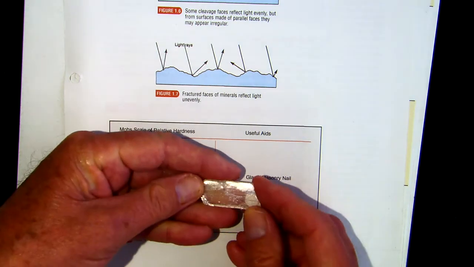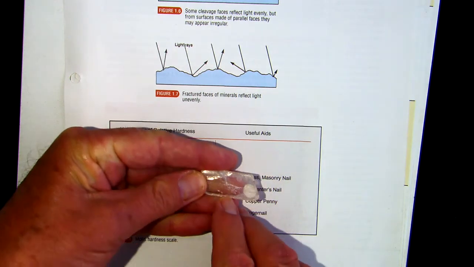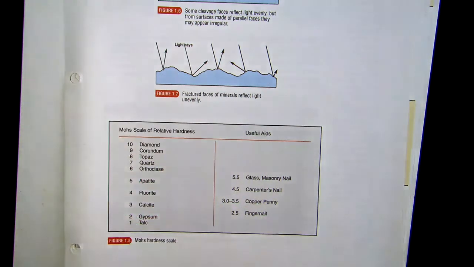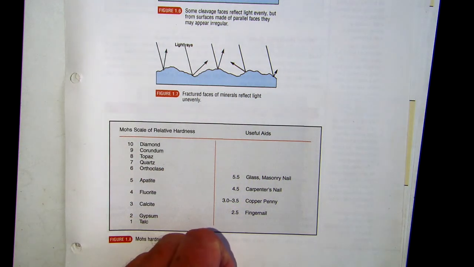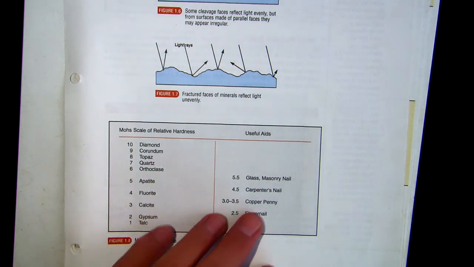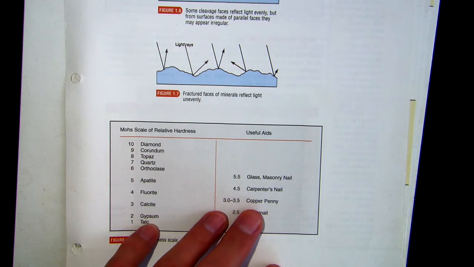All right. I've already scratched it a couple of times today. All right, there you go. Okay. So if it's softer than my fingernail, it's going to be gypsum, unless it has this feel of talc. We don't have any copper pennies. They're hard to come by. They're not made of copper anymore.